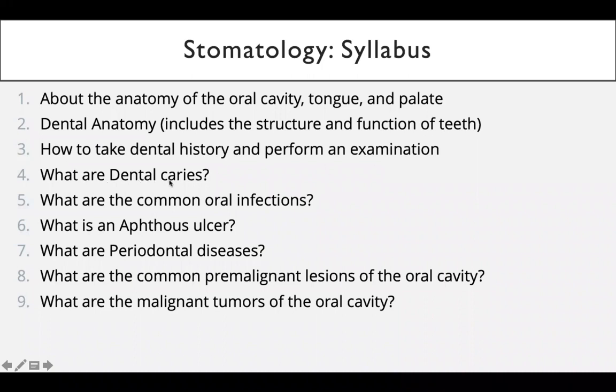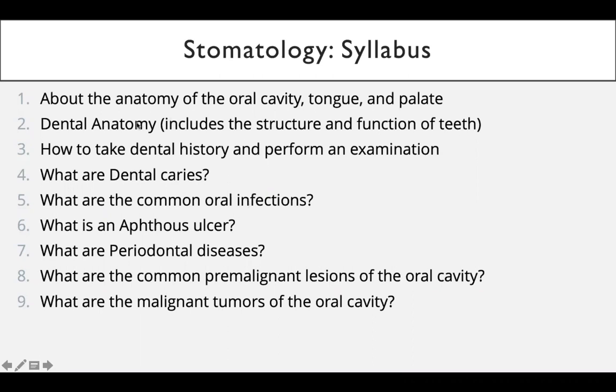What are dental caries? How are cavities formed? Then we'll go for the common oral infections caused by aerobic and anaerobic bacteria. What is aphthous ulcer? Aphthous ulcer is an important topic, usually idiopathic, but it is related to the teeth somehow. We'll also study what periodontal diseases are, such as gingivitis, and what causes them. What are the common pre-malignant lesions? As you all know, at the end of every subject, there are pre-malignant lesions, and then finally the malignant tumors.